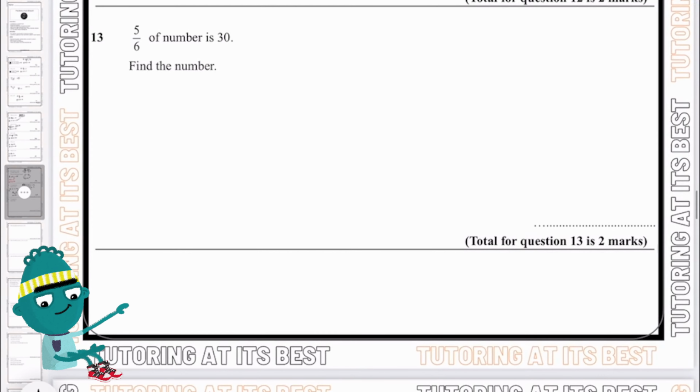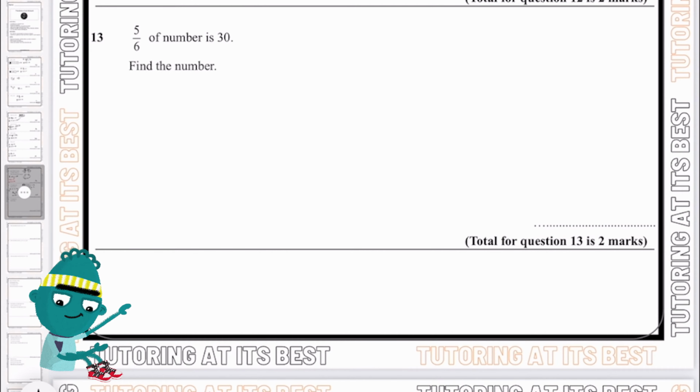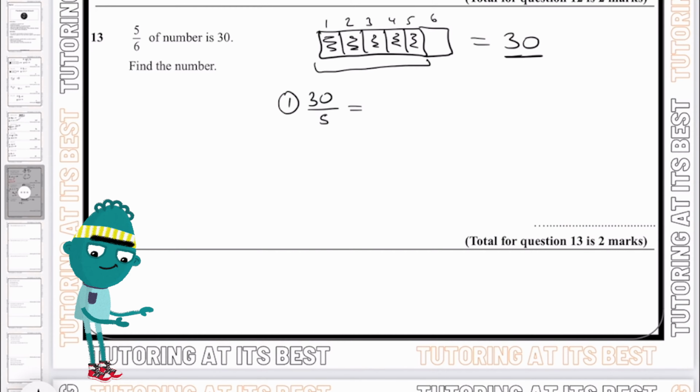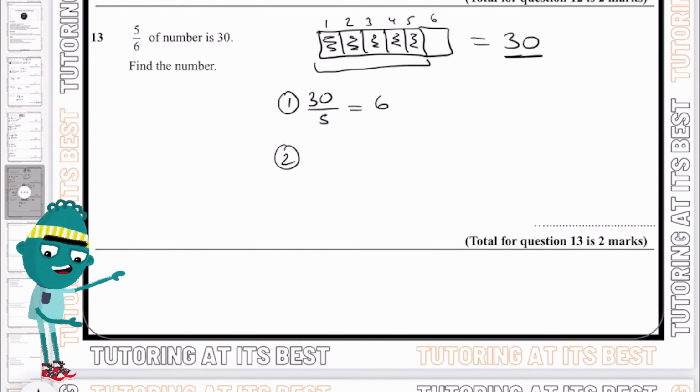Okay, question number 13. This time it's the same step. We're going to find the value of 1 over 6, and then multiply it by 6 to get the total value. Again, we know 5 out of 6 equals 30. So we're going to divide 30 by 5, and then step 2, we're going to have 6 times 6 equals 36.